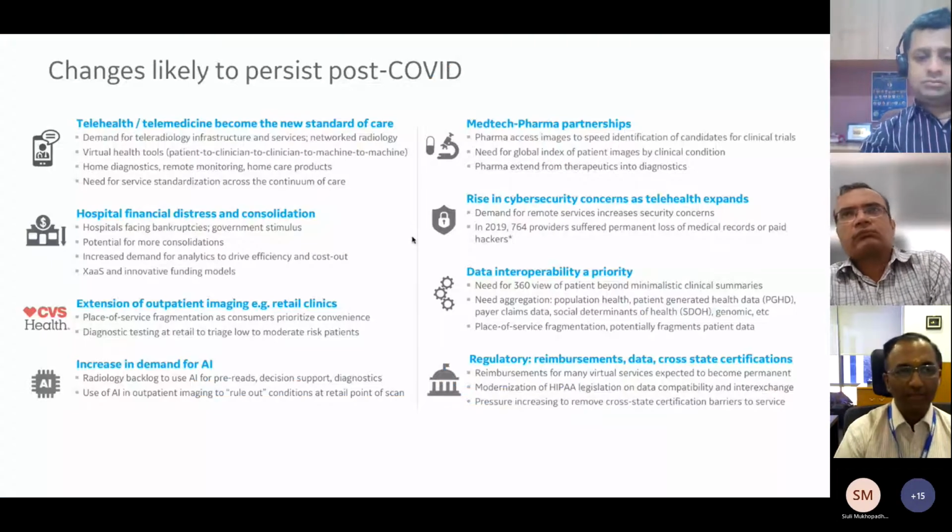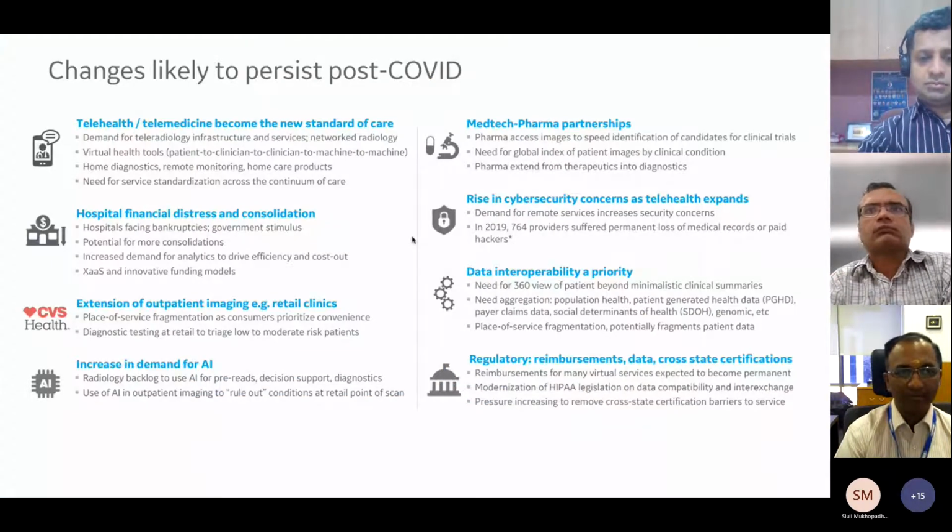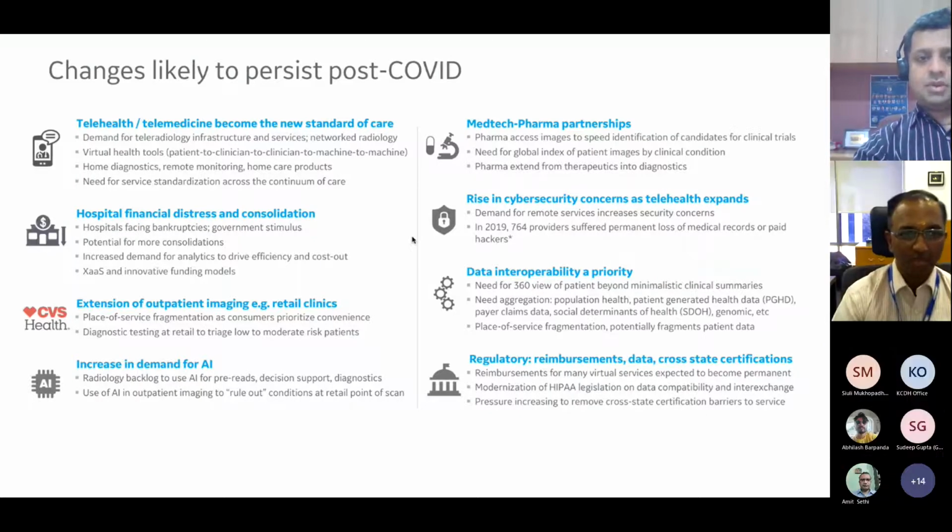So if you look at some of the big trends we are seeing in the post-COVID world, these are some of the top 8 trends which we collated from multiple journals and consultancy companies. But I would try to pick a couple of big things, right? One is obviously the whole focus on telehealth. Telemedicine is going to become the new standard of care. As I was explaining in my previous presentation, home diagnostics, remote monitoring, all these things are really going to be the norm, right? It is not going to be just the COVID era. It is going to continue in the days to come, in the years ahead as well. Okay, that is one big thing.